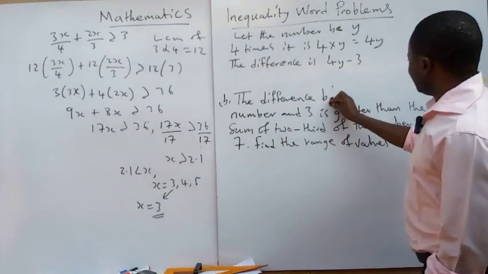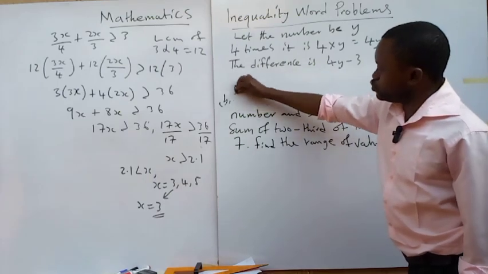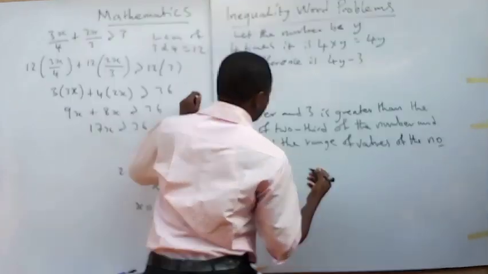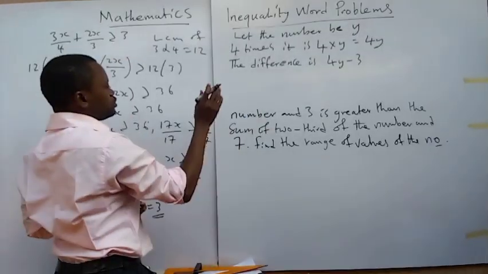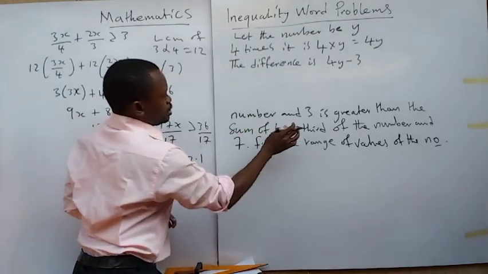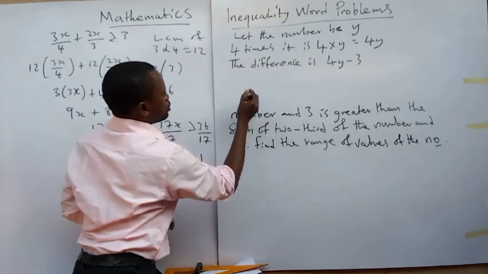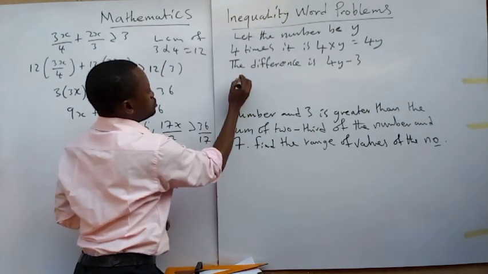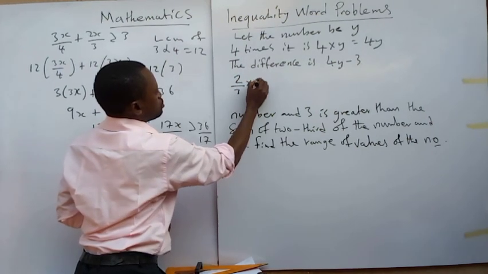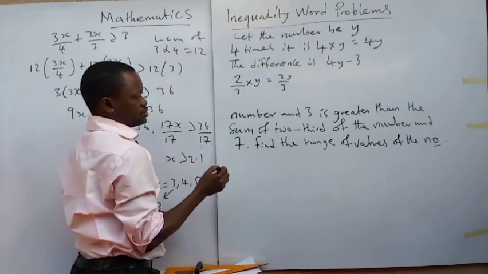You don't need to be afraid of this. You just need to follow it step by step. A matter like this, you don't need to be afraid of it. Then you say the sum of 2/3 of the number simply means 2/3 times y, which is 2y over 3. That's the meaning.